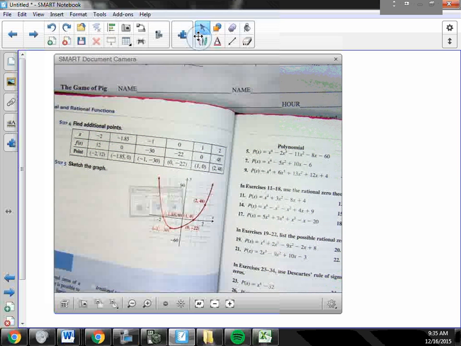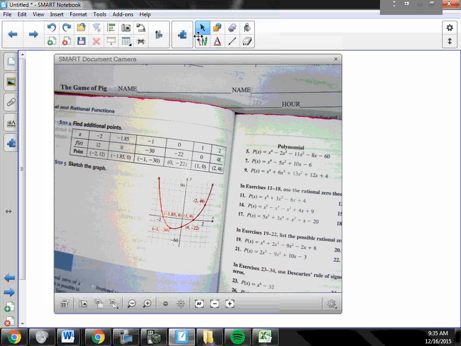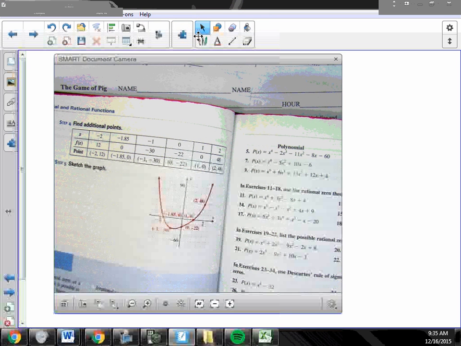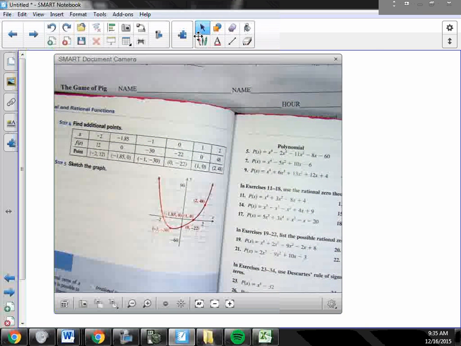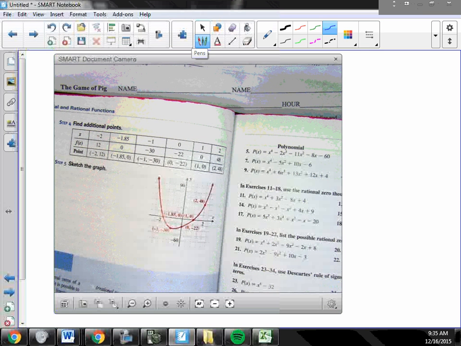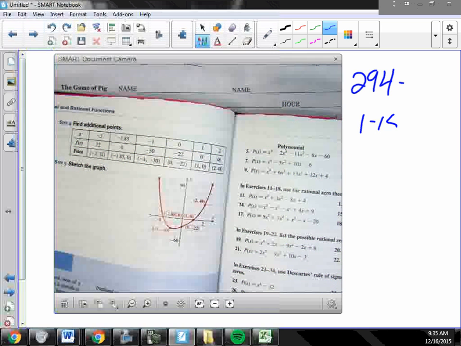So apparently there is some way to factor x to the third equations, but it must be so complicated that mathematicians decided not to do it, because the only thing I've ever seen is something similar to what we're about to do. So we're working on 294, 1 through 18 all.